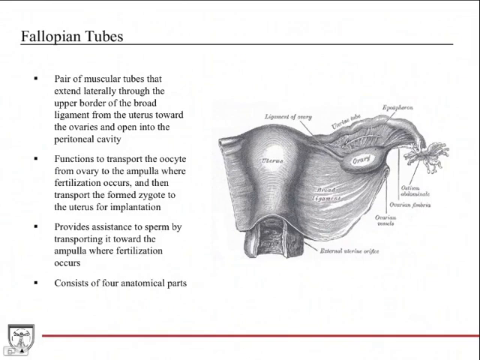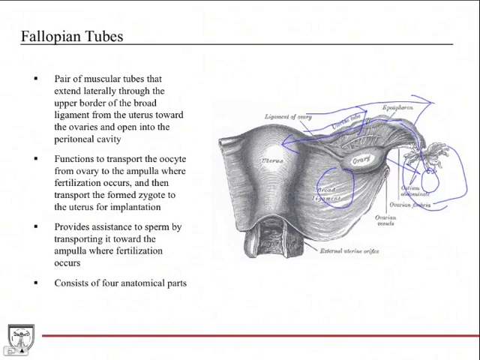So now we're going to talk about the fallopian tubes. They're a pair of muscular tubes that extend out laterally from the uterus, and they extend within the broad ligament, and then they open out here into the peritoneal cavity. And they function to carry the oocyte, which is released from the ovaries. So the oocyte is released, and then it's carried through the fallopian tube, where fertilization usually occurs, and then after fertilization, the zygote is carried to the uterus, where it can be implanted to begin pregnancy. The fallopian tube can also help transport the sperm to the point where the oocyte is located so that fertilization can occur.